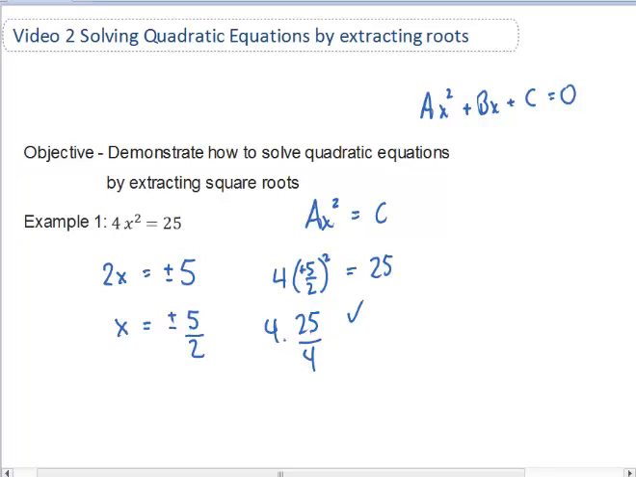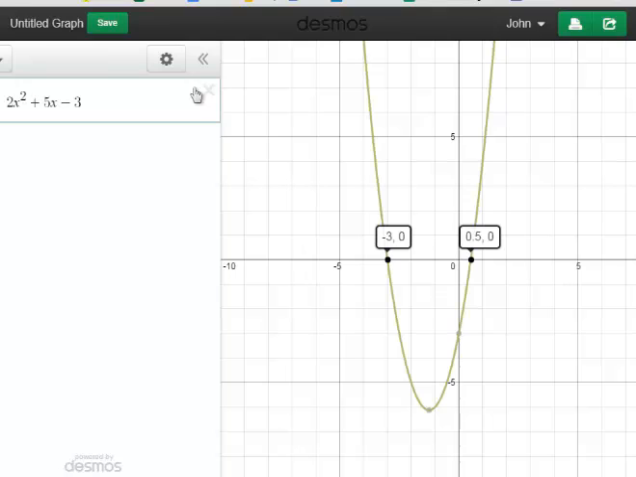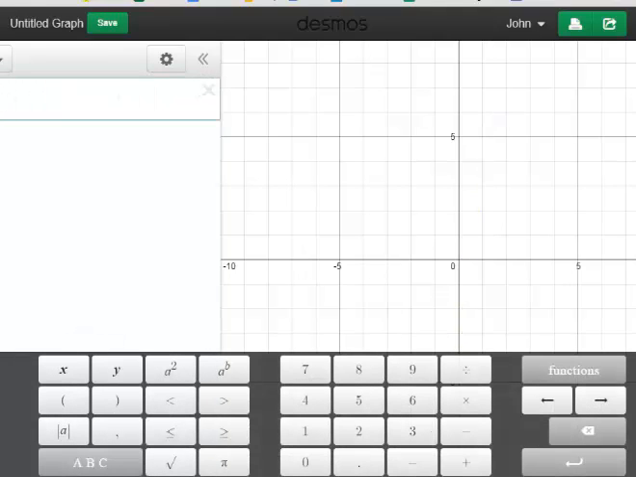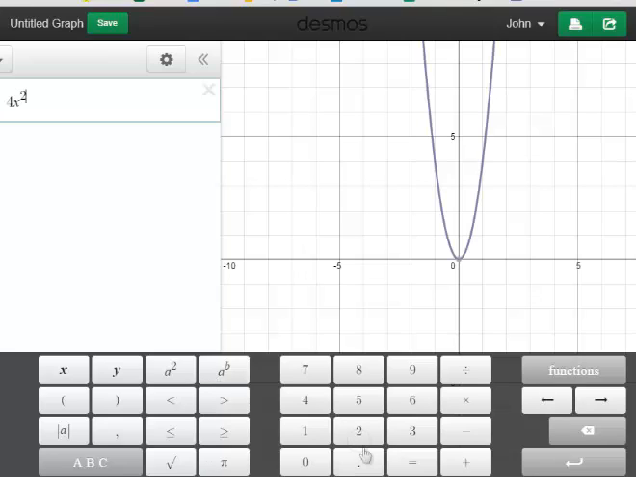We can also verify this through the use of Desmos. So on Desmos, I'll just cancel this out. We'll put in 4x squared, and I'll put on the next line 25, and when they're equal, they'll cross.